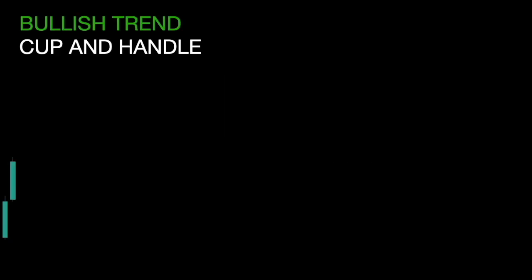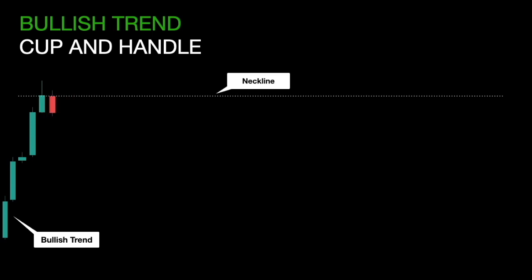Hello traders, in this video we are going to analyze the cup and handle chart pattern. The cup and handle chart pattern is a continuation pattern that gathers liquidity before pushing again with the main trend. As we may see on the chart, price is moving upwards in a bullish trend. It will then reach a major resistance level that will form the neckline of the pattern.